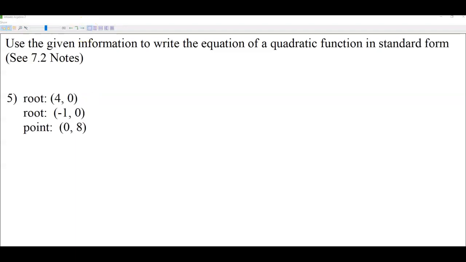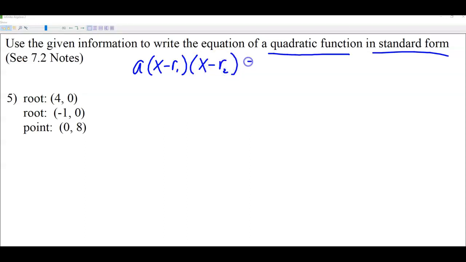Number 5. We want to write another quadratic function, but this time we want to do it in standard form. And also they're giving us different information this time. They're giving us the roots. For those ones, you're going to want to use this little formula we learned a while back, where those little r's stand for roots. So you could think of this as root 1. You could think of this as root 2. And the random point is just going to be x and y.